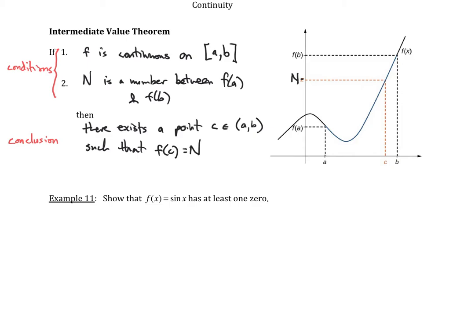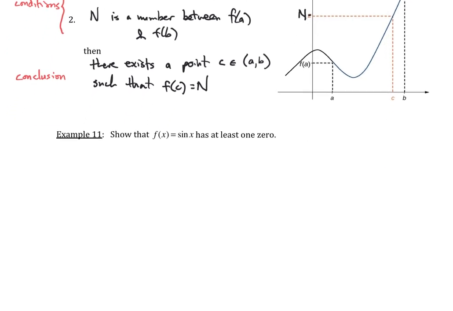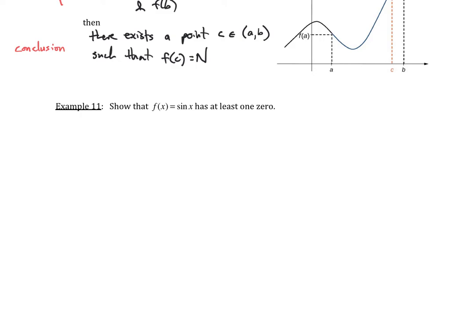So I think this would become a little bit clearer if we looked at an example. So let's take a look at example 11 together. All right. So we want to show that f of x equal to sine x has at least one zero. So what we're going to do is we're going to first argue the first condition. So the first condition is that f of x is equal to sine x. And we know that this is the function that we're going to worry about.